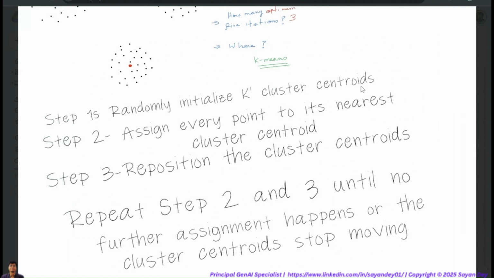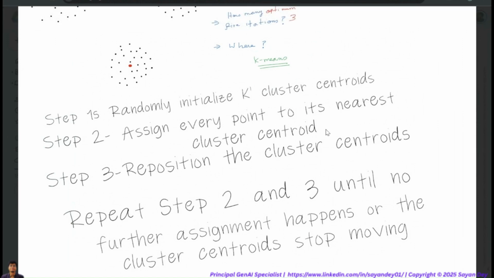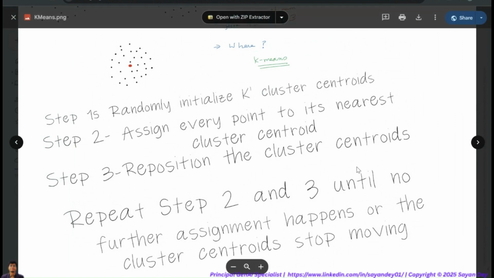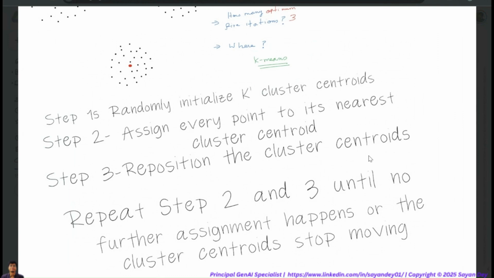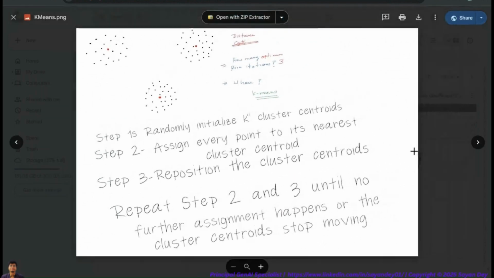Next, we assign every single point to its nearest cluster centroid. You assign every single data point to its nearest centroid. That is the next thing that you do. And then you reposition the cluster centroids. Okay, then we reposition the cluster centroids. And we keep repeating steps 2 and 3 until no further assignment happens. Okay, so this is the algorithm of k-means.